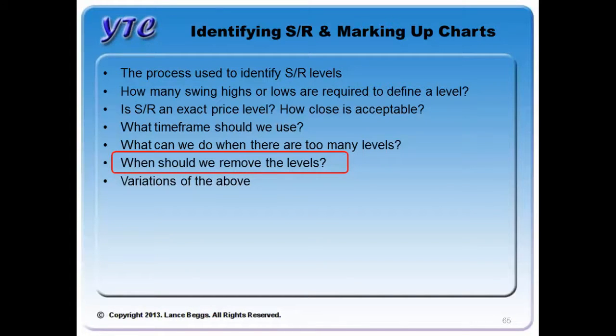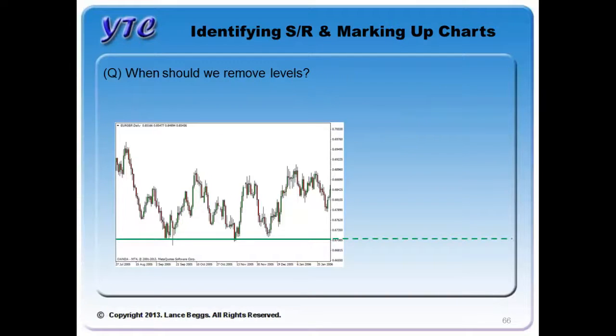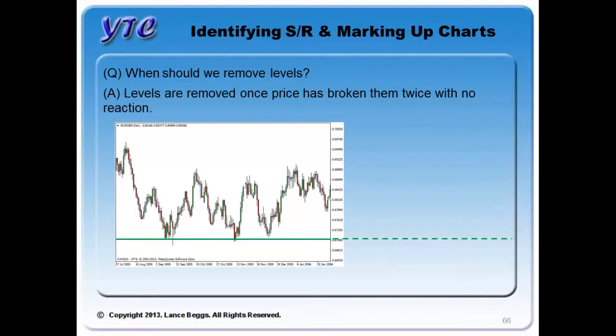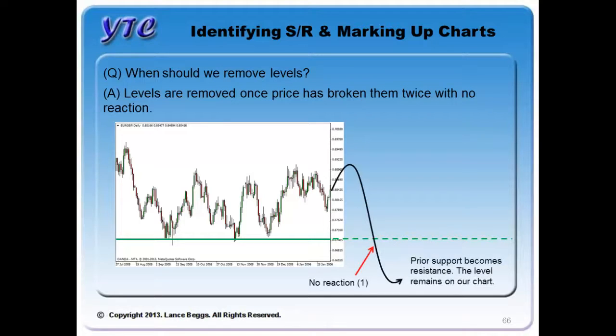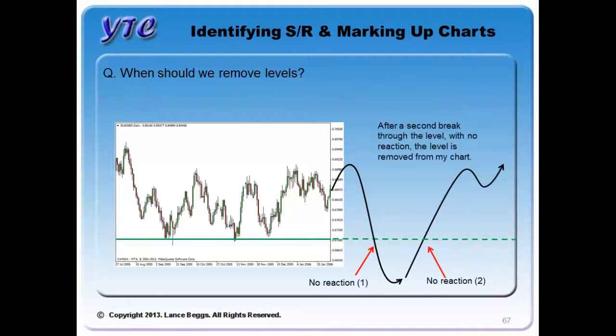But those levels we do deem to be valid, how long do we keep them on our chart? When do we remove them? Project a level forward and leave it on your chart until such time as the price has broken the level twice with no reaction. So price has proven the level is no longer of interest to traders. One break with no reaction is insufficient, as prior support may still prove to be valid resistance. The level remains on our chart. But after a second break through the level with no reaction, the level is removed from my chart.